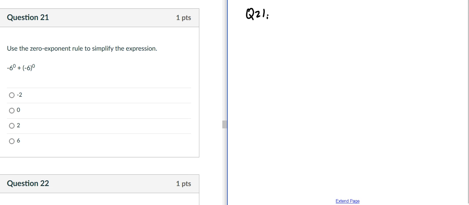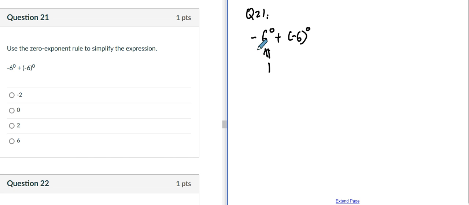Okay, let's look at question 21 here. We have a negative, then 6 to the 0, plus negative 6 inside the bracket and to the 0. We know this number: we do 6 to the 0 first, so we get 1.